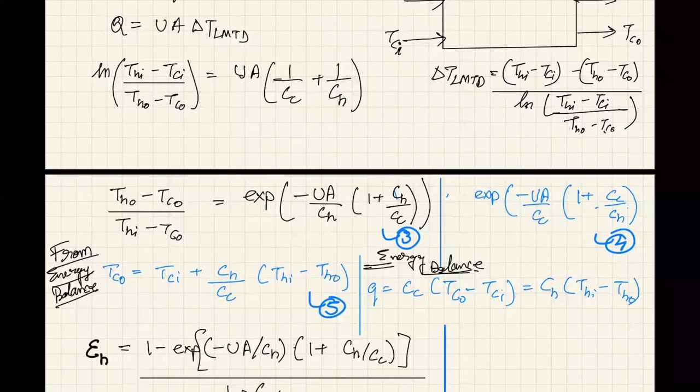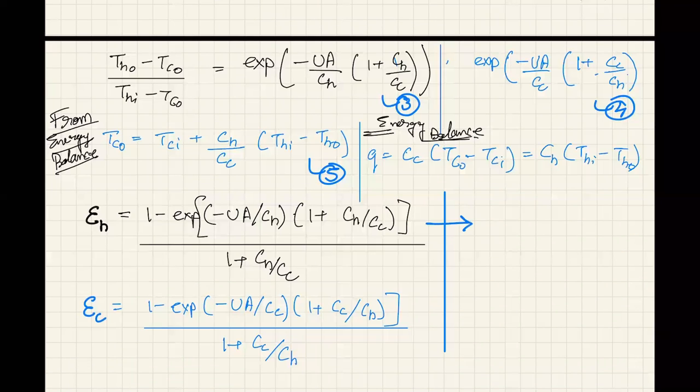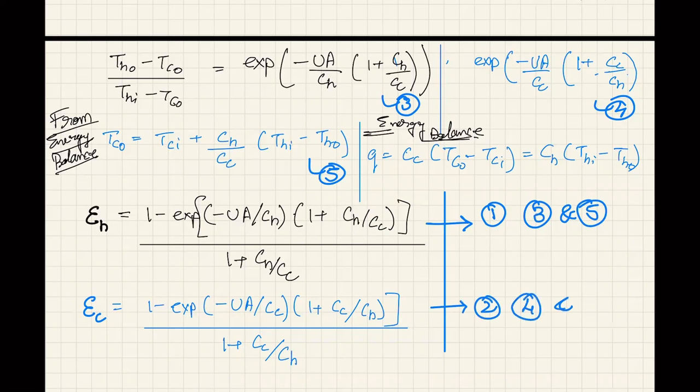So to get this, you have to use 1, 3 and 5. To get this, you have to use 2, 4, and you need to generate 6 as the expression of THO, which is similar to 5. Alright, and you will get this. Am I clear over here?